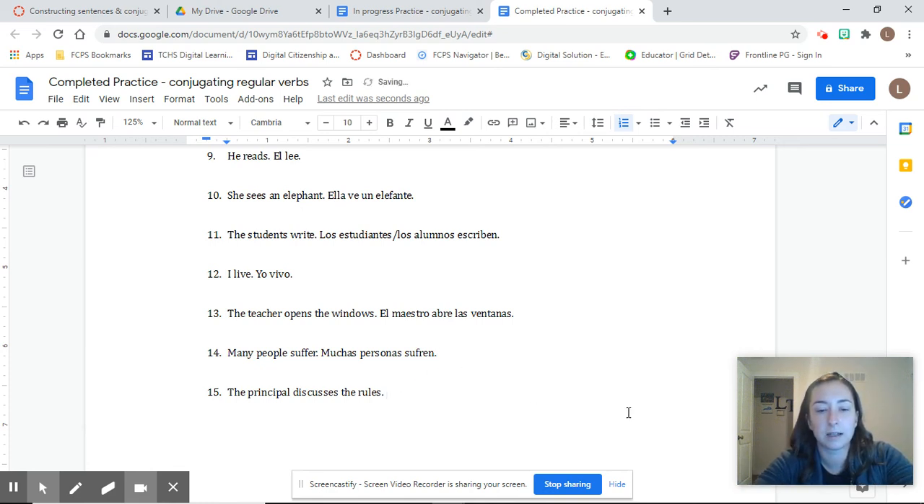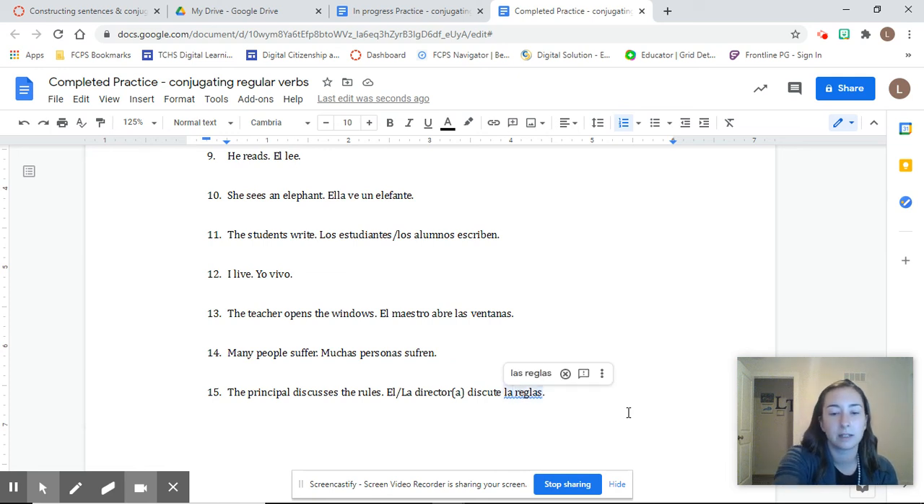The principal discusses the rules. El director, or you can use la directora if it's a female principal. Discusses, this is the él, ella, usted form again. Discute, so that's an E ending. Las reglas, the rules. Okay, so again, I might have helped you with some of those extra words there, but make sure you've tried this on your own before you get my answers, but I did want to give this just in case you missed anything.